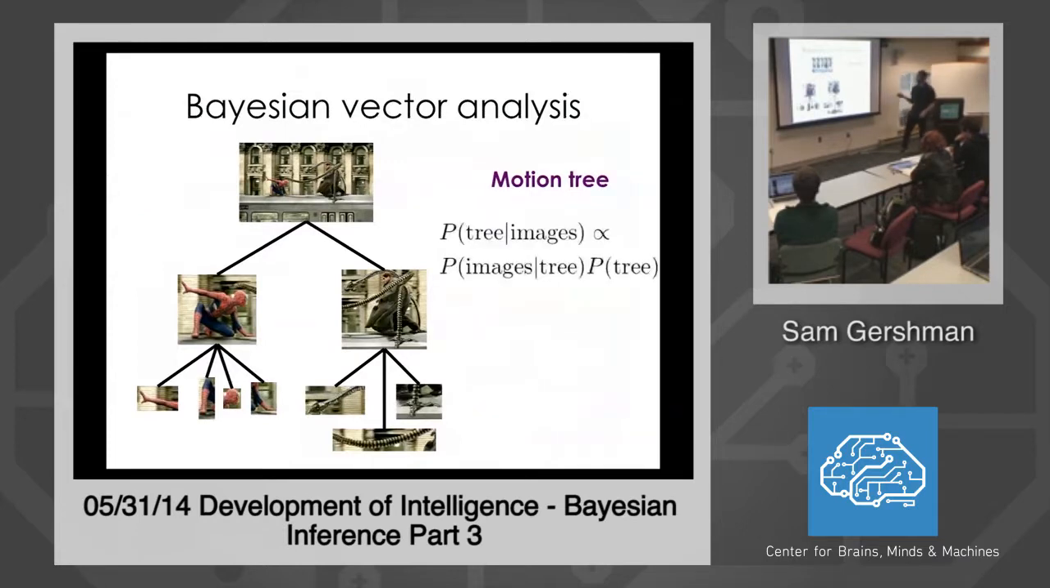And so the way that this model extracts the motion tree is using Bayes rule. So now we have the probability of this motion tree given a sequence of images is proportional to the probability of the images given the tree, and the probability of a tree. So this is the point where we're going to start combining the different building blocks that I mentioned to you before to get these different pieces of the model.